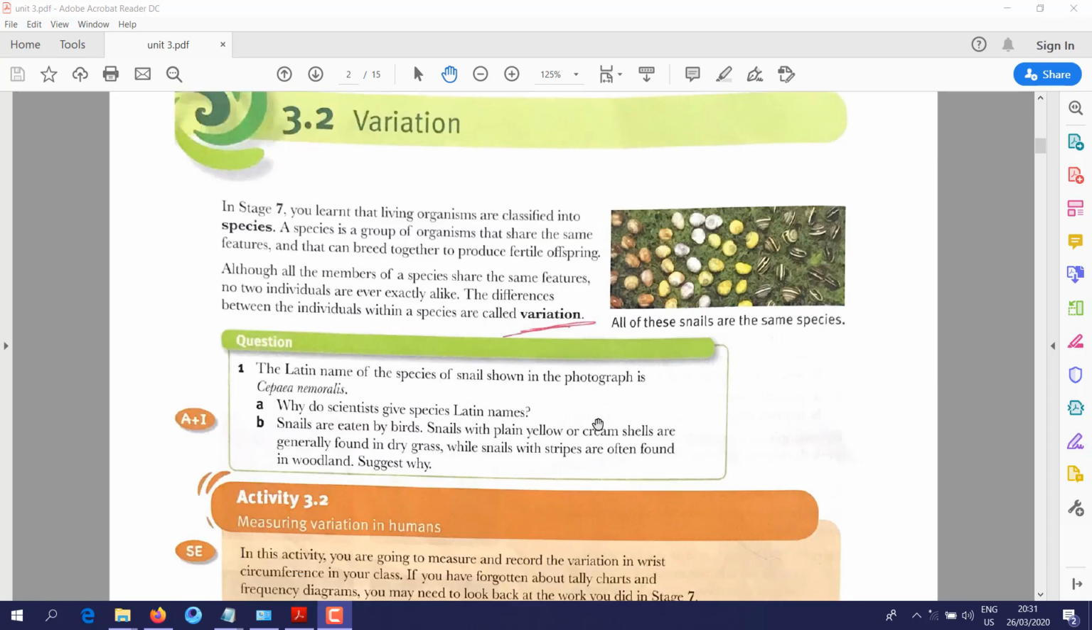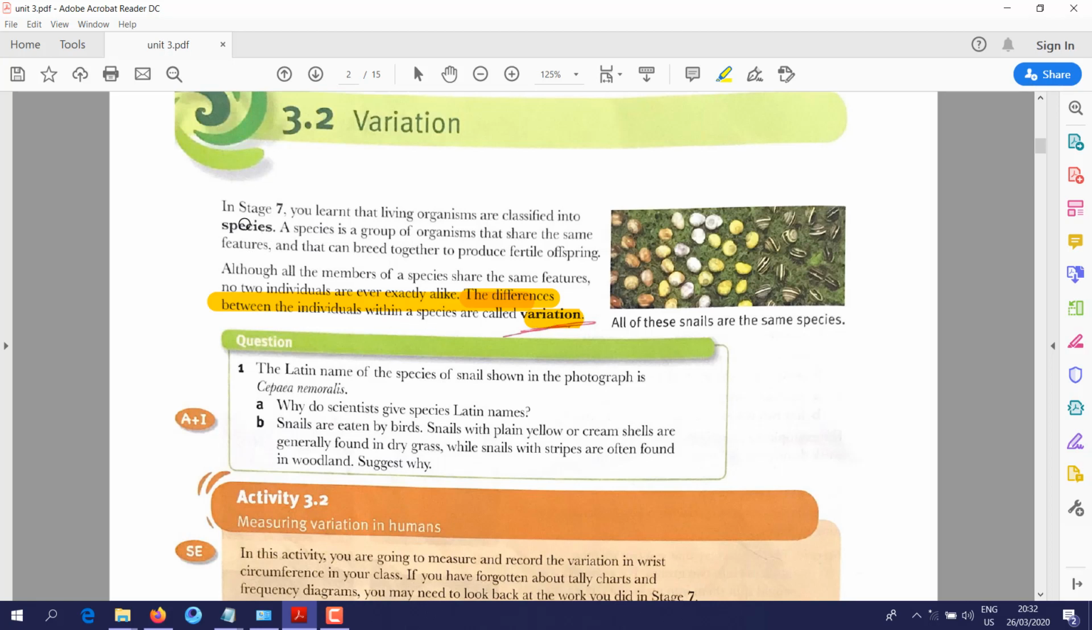3.2, variation. What do you mean by variation here? It's the differences. The differences between individuals within a species are called variation. So let's take an example, us as humans, the species of a human. We have different features. We vary from each other. For example, skin color. All of us are human, but we still differ from each other by skin color. Some people have light skin color, others have dark skin color. So this is what we mean by variation, the differences between the individuals within a species.